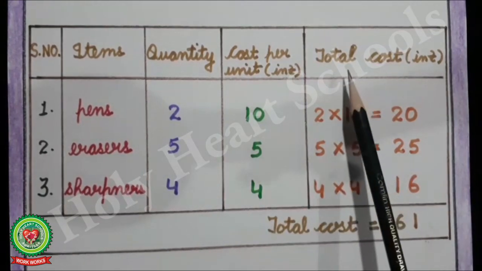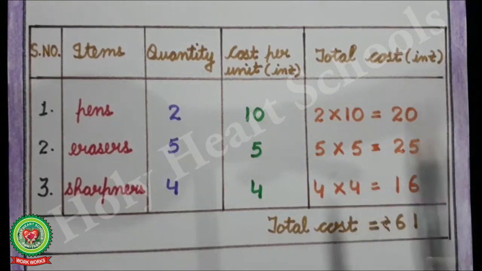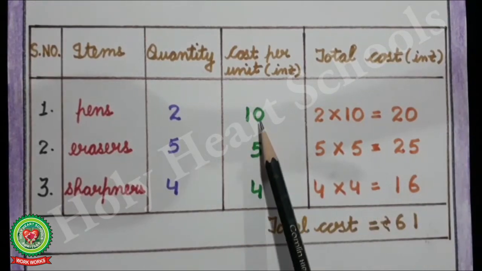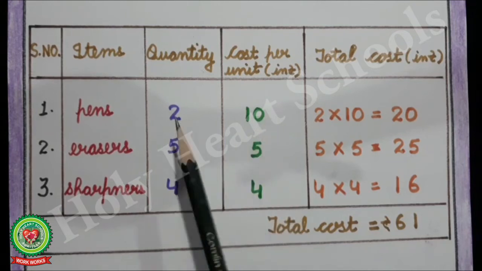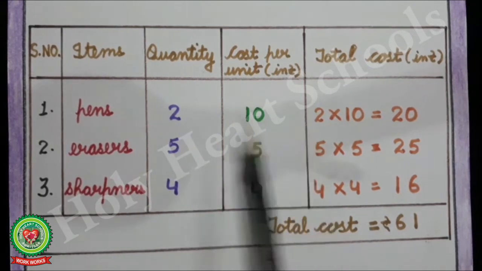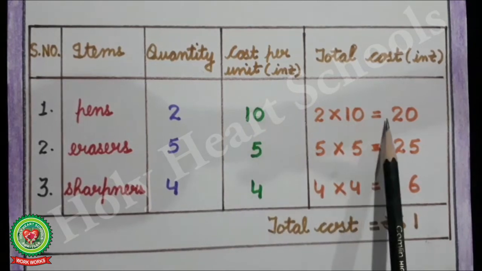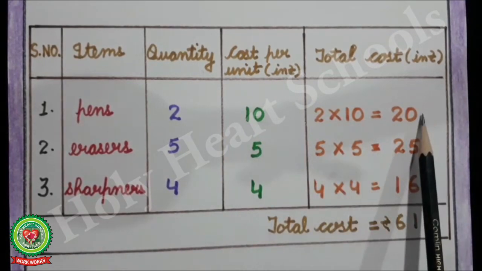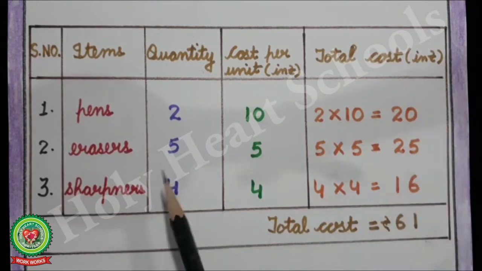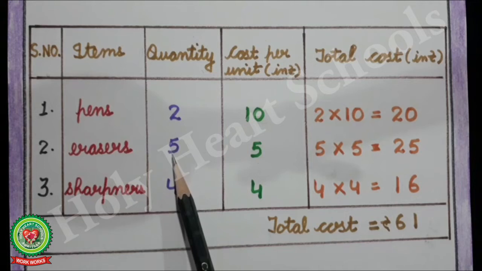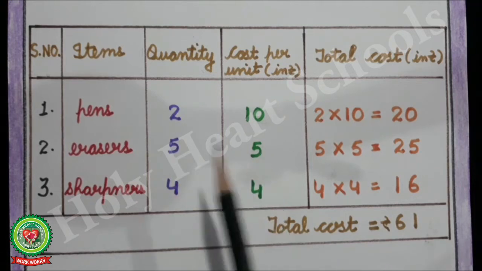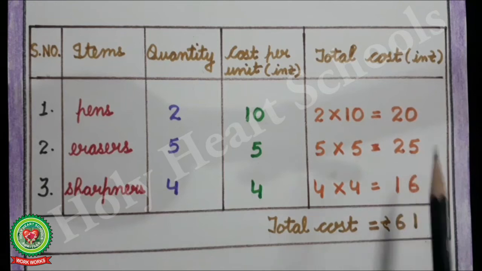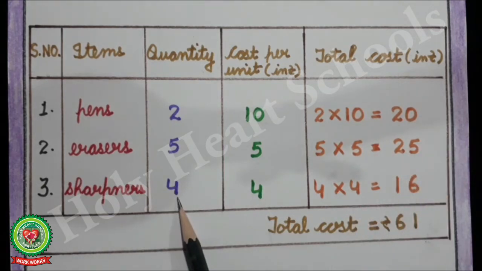Then in the fifth column we have to write down total cost. Now if the cost of 1 pen is 10 but we have bought 2 pens, so multiply 2 by 10. 2 multiplied by 10 is equal to 20, which will give you the total cost for pens. Similarly for the erasers, 5 erasers, cost of 1 eraser is 5. 5 multiplied by 5 is equal to 25. Then 4 sharpeners are there, cost of 1 sharpener is 4. Then 4 multiplied by 4 is equal to 16.